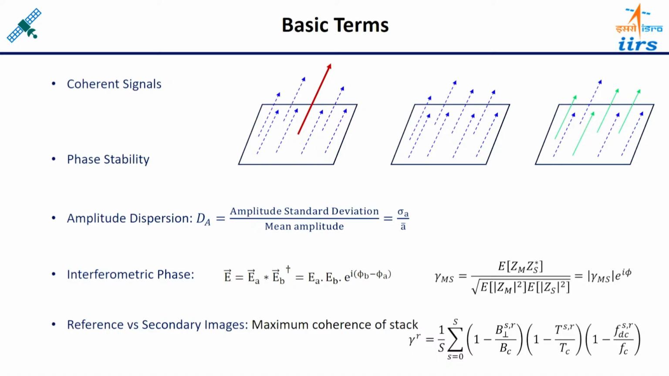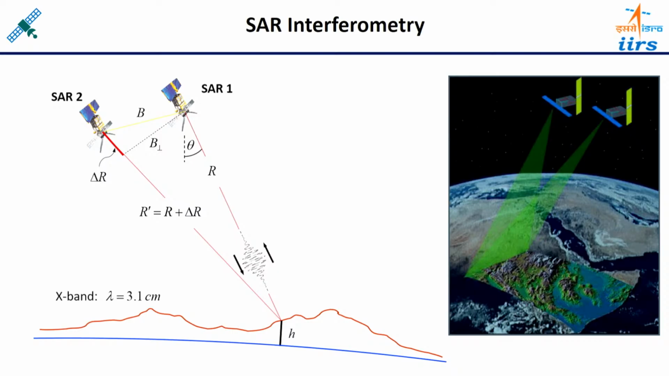So these three factors are important, and for each pair these factors will be given, and you just have to calculate the product of all these three factors and then you will calculate the gamma. Wherever you get the maximum gamma, that is called the maximum coherence, and the image corresponding to that you have to consider as the reference image. So this is the SAR interferometry basic principle.